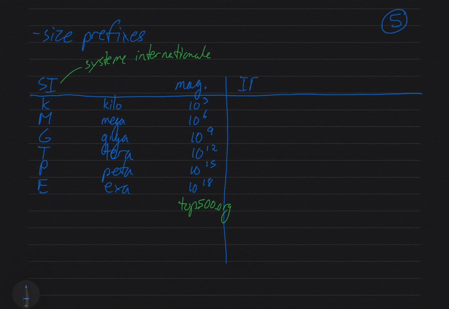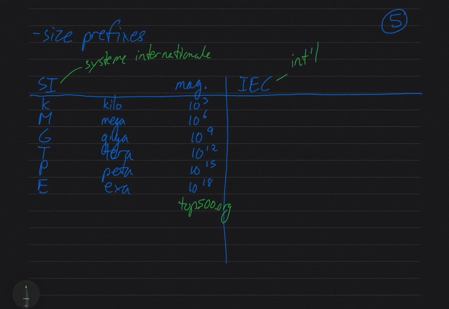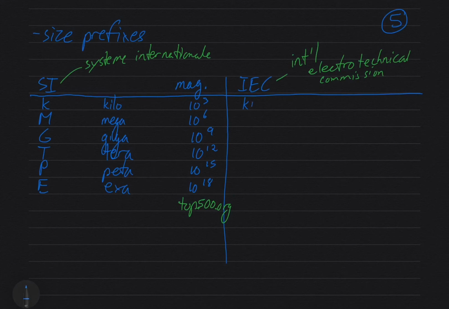Okay, so then the other set of prefixes is IEC, and that stands for the, let me save a little writing here and abbreviate this, the International Electrotechnical Commission, and so all their prefixes look like the SI prefixes, but with a lowercase i added afterwards. And I'm not sure if you've seen these prefixes used before.